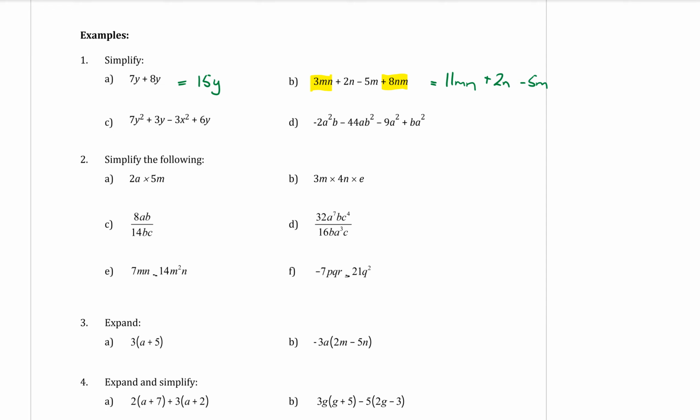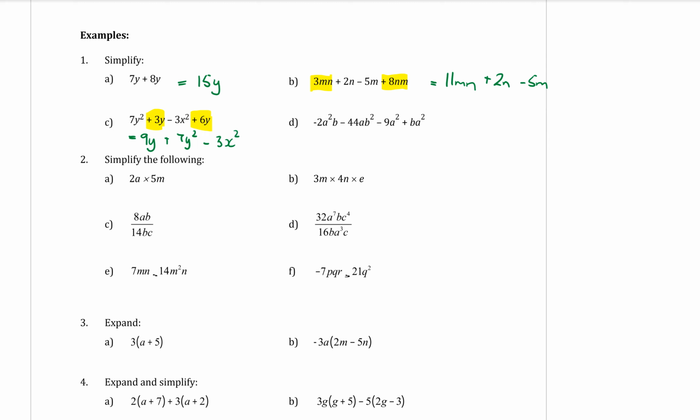Part C, looking for like terms. I have a positive 3y and a positive 6y that are like terms. The other ones are different. So adding the like ones, 3 plus 6 makes 9y. And again, because the other ones are different, we just have to write those down afterwards, making sure that you put down a plus for that 7. So plus 7y squared minus 3x squared.